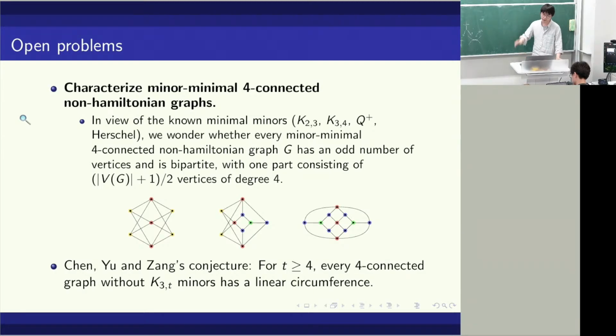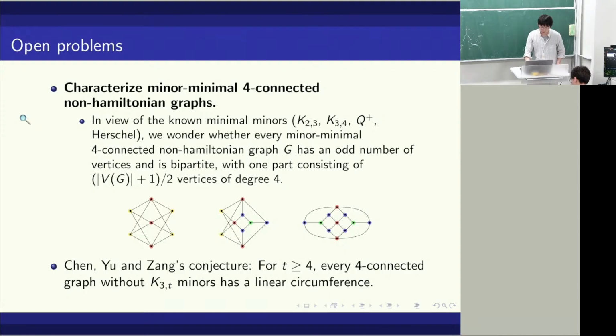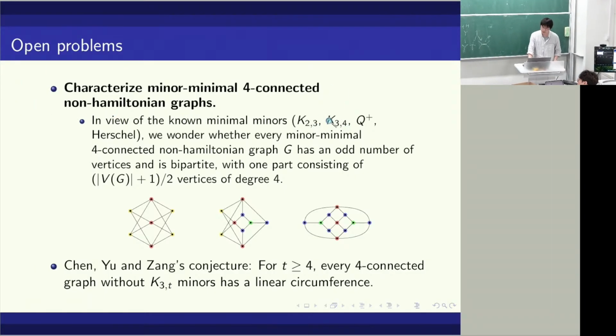So we just discussed some proofs, and now let's talk about some remaining open problems. I think the most important one is our question 1: how to characterize minor minimum four connected non-hamiltonian graphs. Actually, I do not have much idea. I have actually no clues.